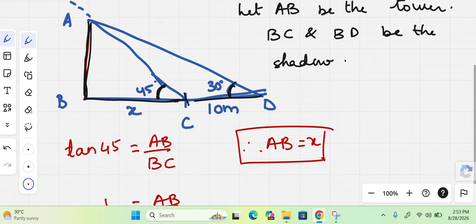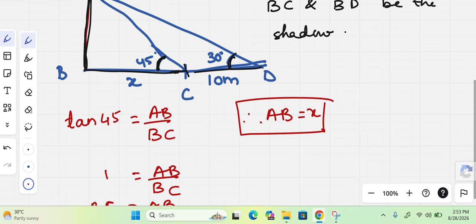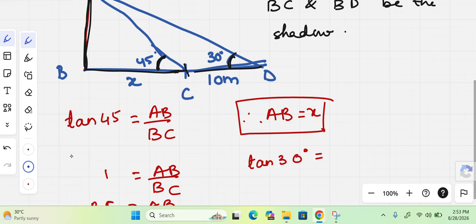Now we have 30. Again, I will go for AB only. Right? So which one can I use? Again, I will go for tan 30. What is tan 30 equal to? AB by BD. Never take only this part, kids.